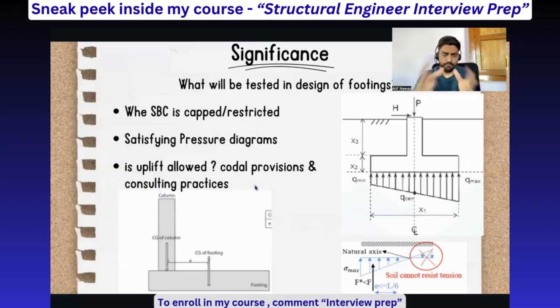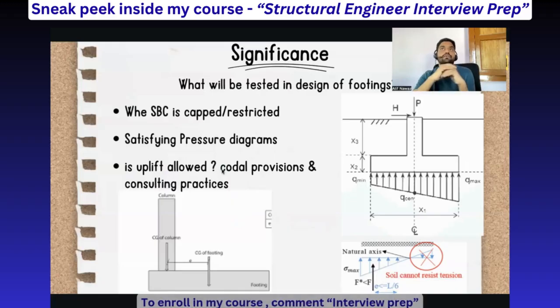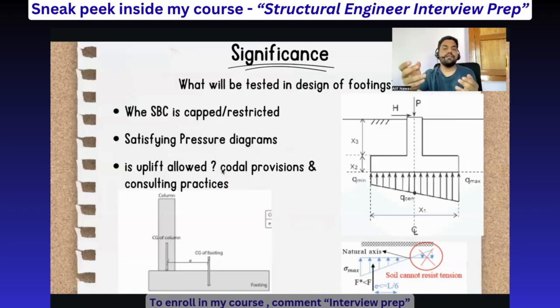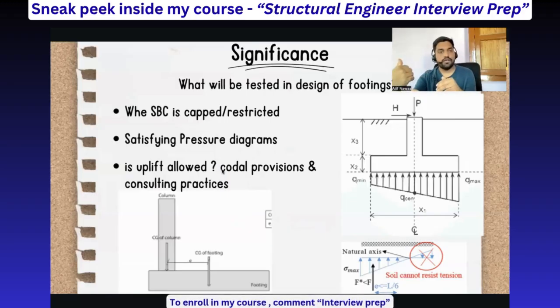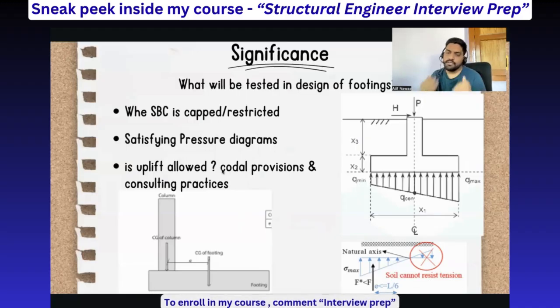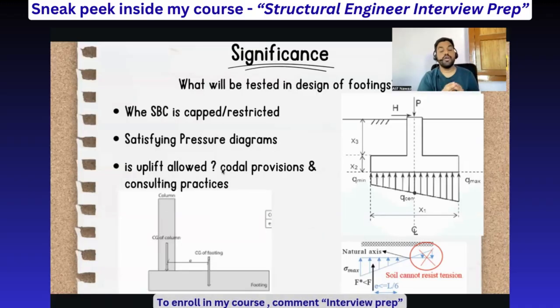So you should know both things. You should know the codal provisions, and you should also know the consulting practice followed in the industry. Whether no uplift is allowed for all cases, or for gravity, while for wind or earthquake actions, which are not acting on a structure all the time, we may allow some uplift in the footing. This is called a judgment-based call. You should know all of this for the interview.